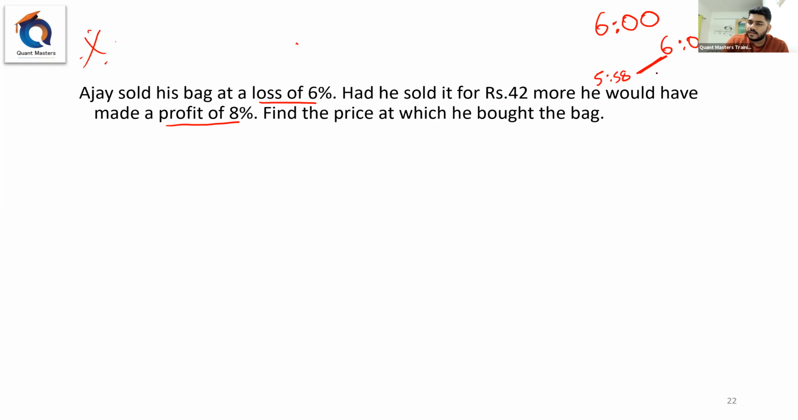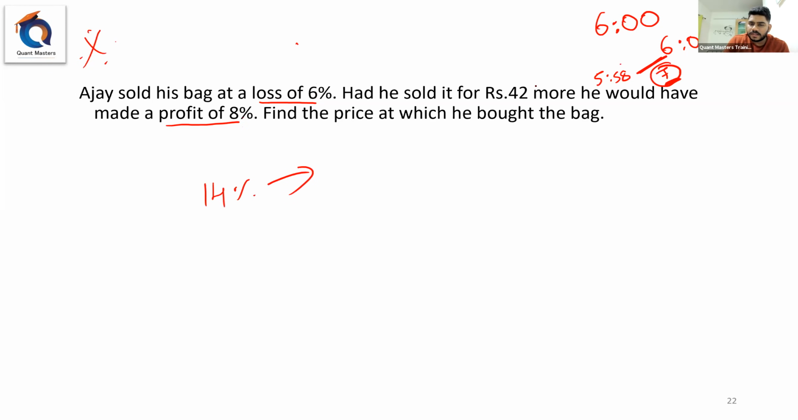So what is the difference? The difference is nothing but 7. So whenever it is late and early, directly you can add. So 5 plus 2, directly you can add: 7. Same way over here. Loss of 6, profit of 8, directly you can add. So the difference will be 8 plus 6, 14%.